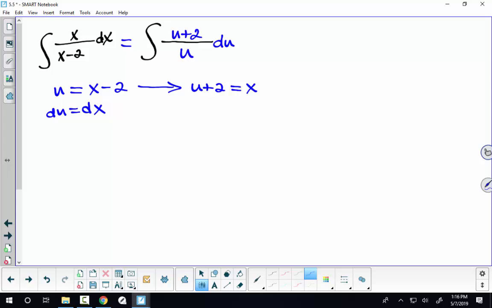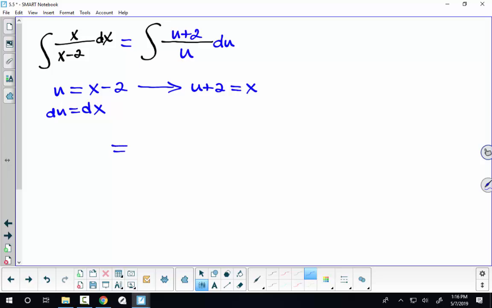But the advantage of having u plus 2 over u versus x over x minus 2 is what? What can we do with the u integral that we couldn't do with the x integral? Over u plus 2 over u? Right, we can split this up. Since we have two things over a single thing, we can split that up into two different pieces. X over x minus 2 cannot be split up into two different pieces.